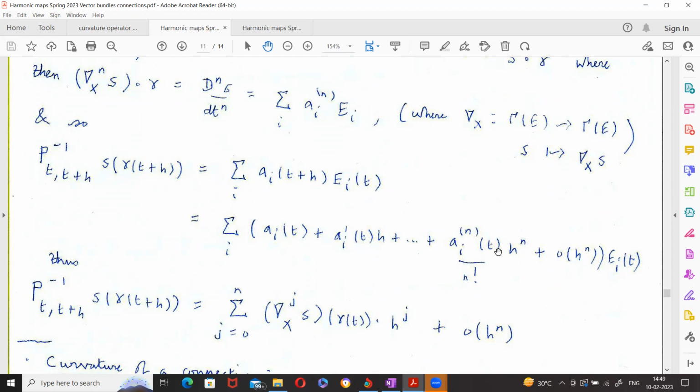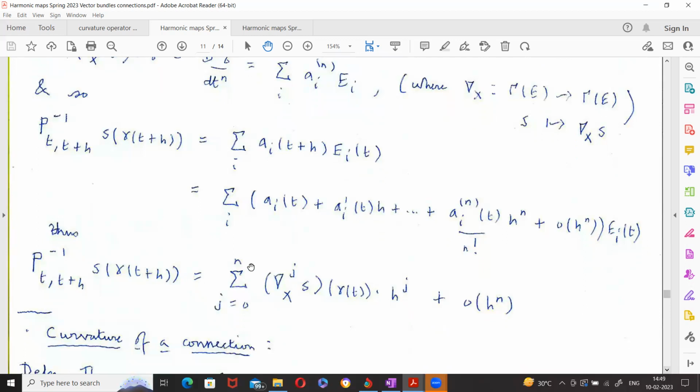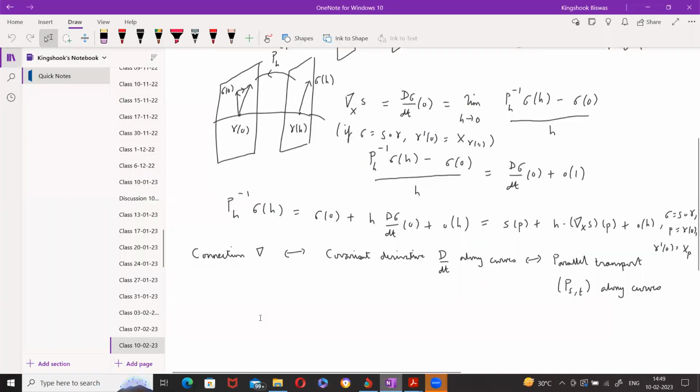And this nth term will be nabla x power n of s, right? So what do I get? This sum will become the sum j goes from 0 to n, nabla x power j of s at gamma t into h power j, right? Plus a term which is little o of n. Okay. So that gives me this Taylor formula, right? Is this clear? Yeah, so the Taylor formula, let me just take for simplicity t equal to 0.